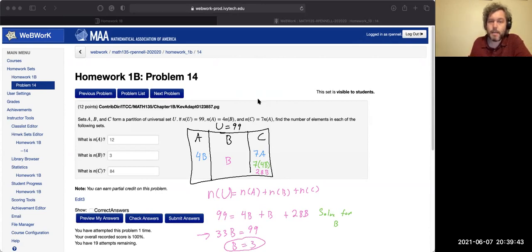So that means A must equal 4 times 3, 12. And that also means that C has to equal 28 times 3. What's that? 28 times 3, 84.